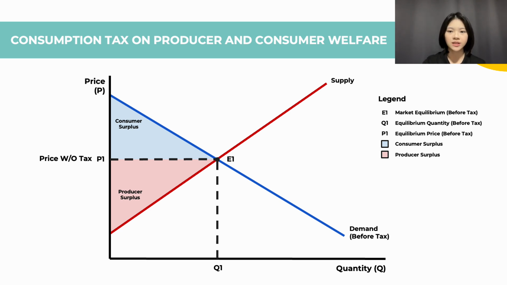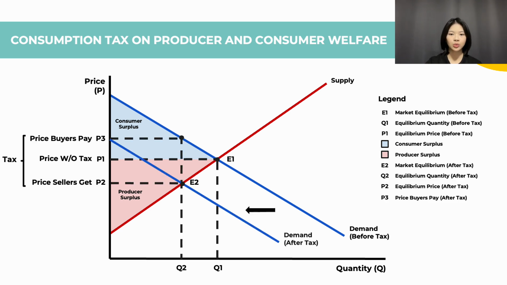For example, if someone is willing to pay $5 for fries but only pays $2, their consumer surplus is $3. Similarly, producer surplus below P1 reflects the profit for producers. If a producer is willing to sell fries for $1 but sells them for $2, their producer surplus is $1, indicating extra profit over costs.